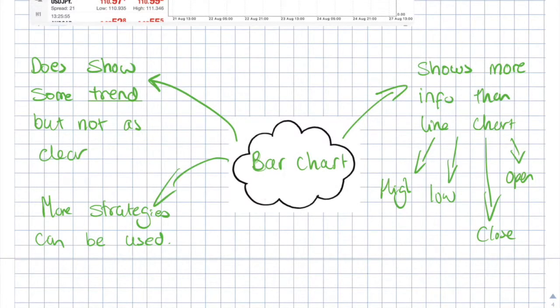So I hope this lecture has given you more understanding of line charts and bar charts, and if you understand bar charts very well, then understanding candlestick charts is going to be very easy for you. And if you understand candlestick charts, then Heikin-Ashi charts are much easier to understand.